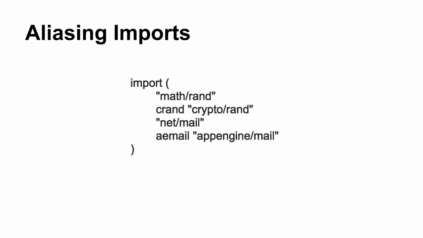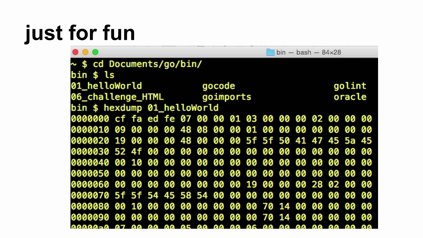You can alias an import. So occasionally you'll have packages, like you got net/mail and then you have app engine mail. You can add an alias in front of your import, and you can do multiple imports like that. I think you've seen that. But then I refer to any of the functions in app engine mail just as AE mail dot. So aliasing an import.